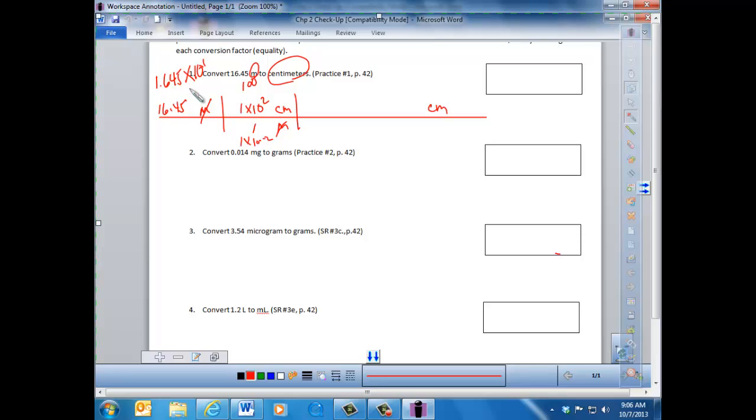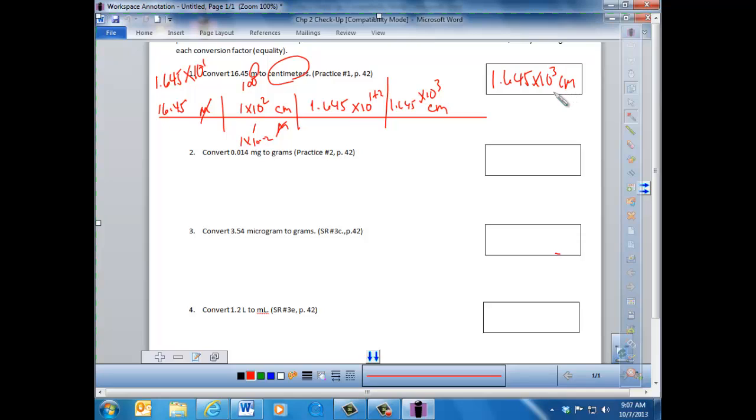Now this makes it very simple. 1.645 multiplied by 1 is still going to be 1.645, okay? And now you're going to have 10 to the 2 times 10 to the 1, so this would be times 10 to the 1 plus 2. So your final answer would be 1.645 times 10 to the 3 centimeters.